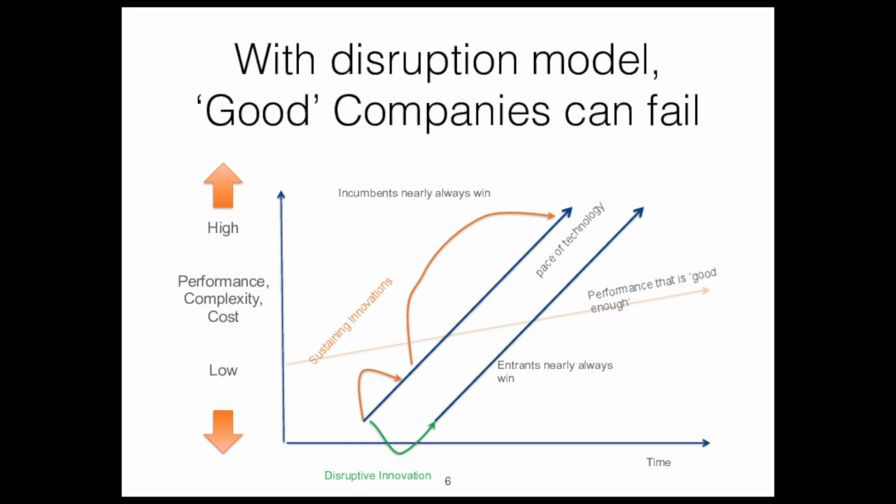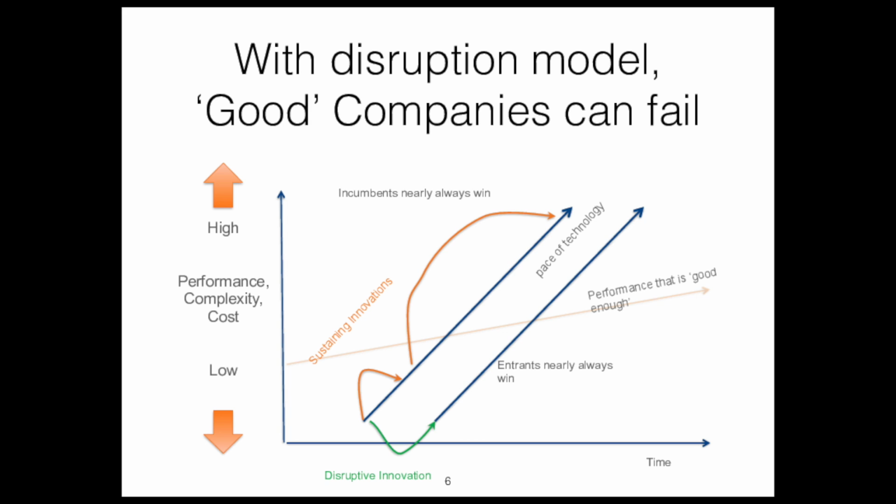Christensen's big idea is that good companies can fail. Good companies can be doing everything right and still fail. If you're doing the things many business schools teach you, you'll be trying to improve your product to satisfy your best customers. That's what Christensen calls sustaining innovations.